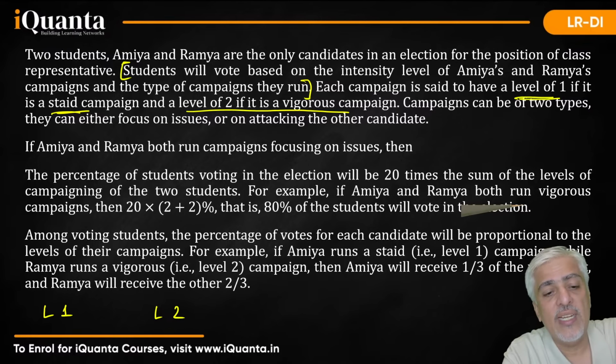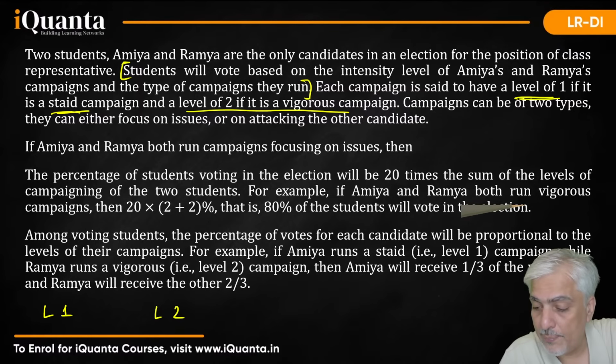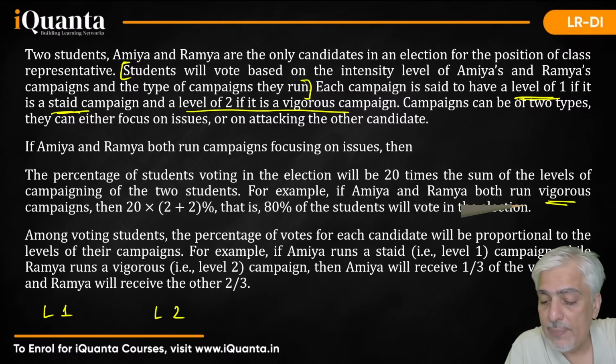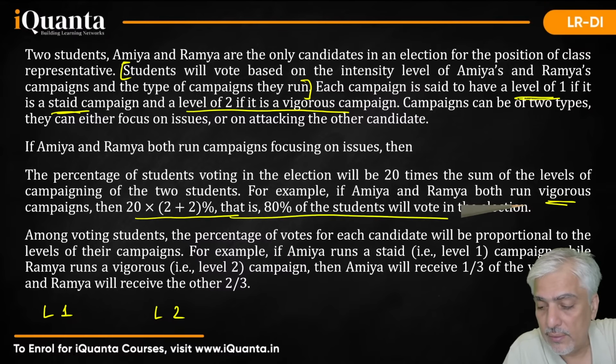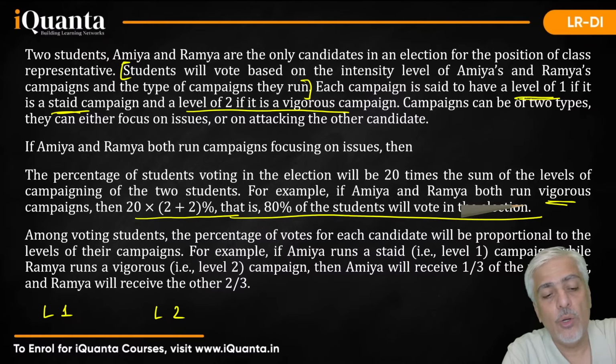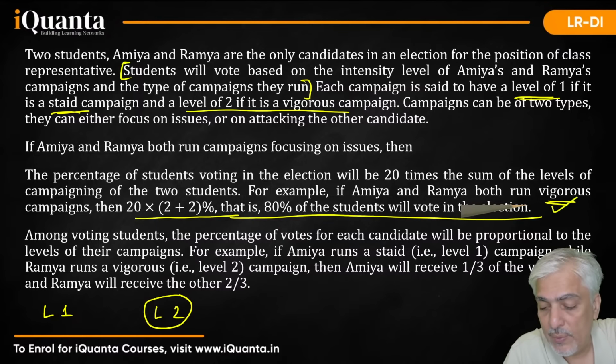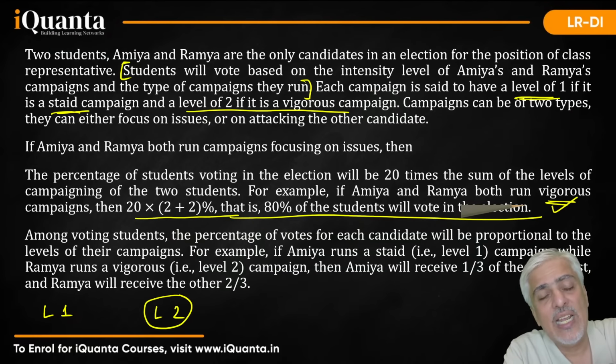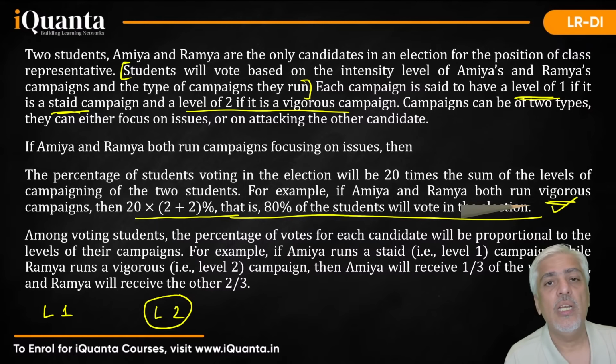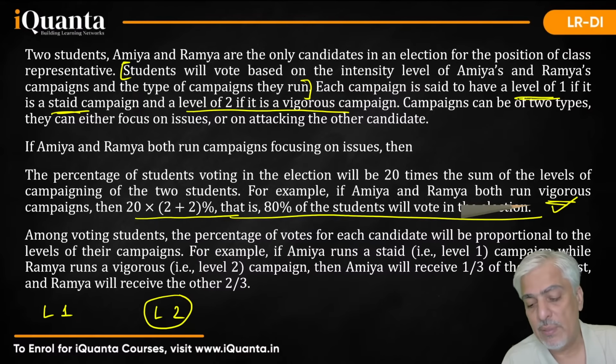The percentage of students voting in the election will be 20 times the sum of the levels of the campaign of the two students. For example, if A and R both run a vigorous campaign, then 80% people will vote. Interesting one, pay attention. If both run level 2 campaigns, 80% people will come to vote. If both run only level 1, 1 plus 1, then only 40% people will come to vote. I'll repeat: if both run level 2 campaigns, 80% will come to vote; if both run level 1, 40% will come to vote.